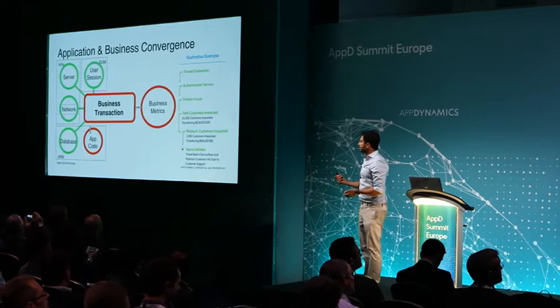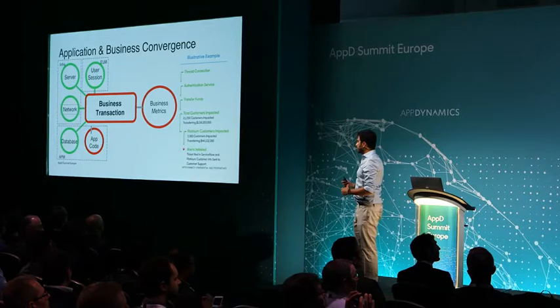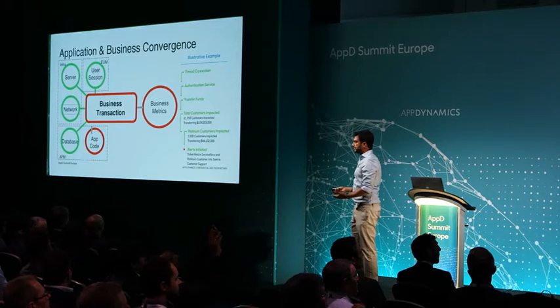This is an example. I think David touched on this example during the keynote. Suppose bad things happen in your application from time to time. Suppose there is a thread contention issue that led to the authentication service not being available. And let's say that impacts your transfer for an application.